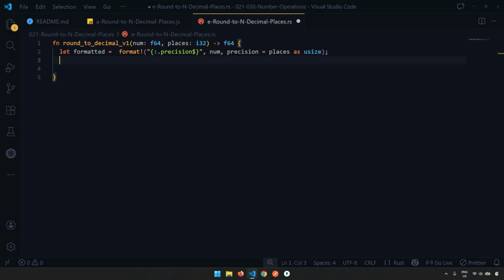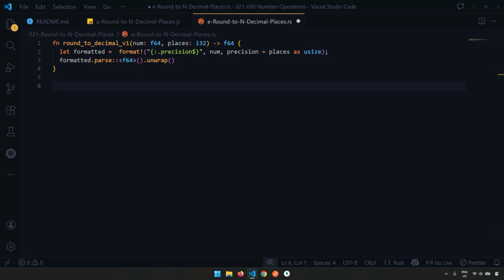The next thing that I'm going to do is just convert this into a number. So this is going to give us our value in the form of a string, but we want it to be a number. So I'm going to say formatted dot parse. On this, we have an association that we need to type annotate. So the type of that is going to be f64. And then we want to take a look at the actual value. Therefore, we need to unwrap that. That's what this unwrap method does. And that's it. The first solution is done.